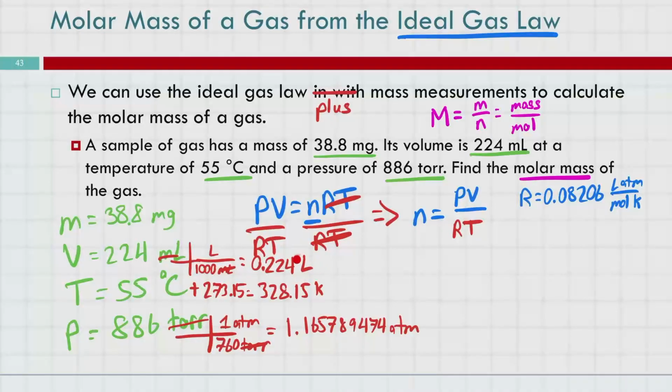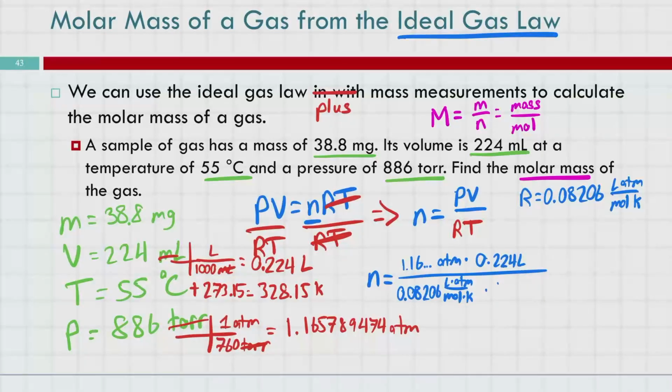So now we've got liters, we've got Kelvin, we've got atmospheres, we're finding moles. So we can plug in n equals pressure, 1.16... atmospheres, times volume, 0.224 liters, divided by R, with units of liters atmospheres per mole Kelvin, also divided by 328.15 Kelvin.